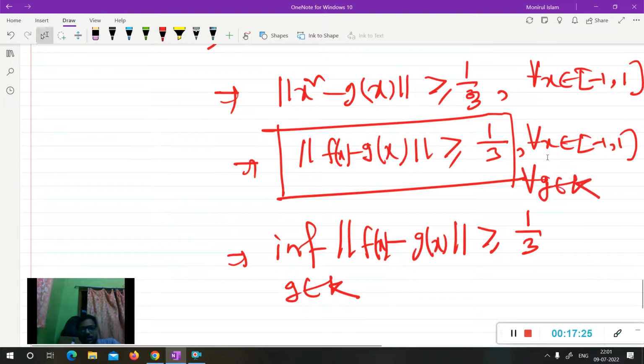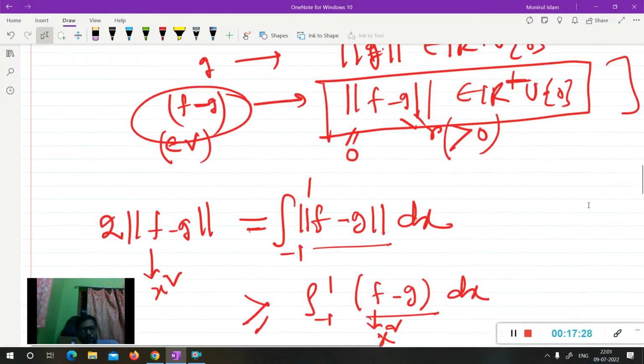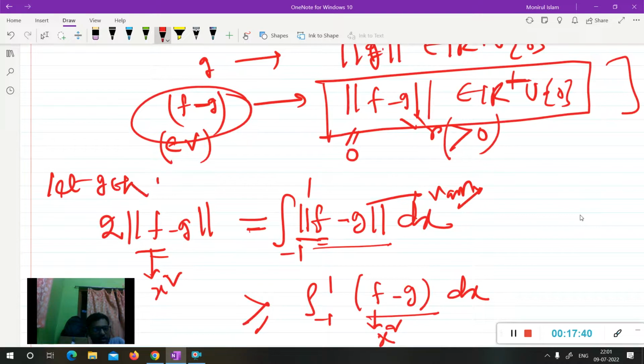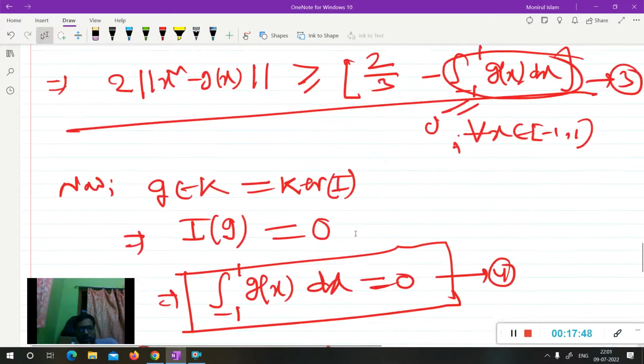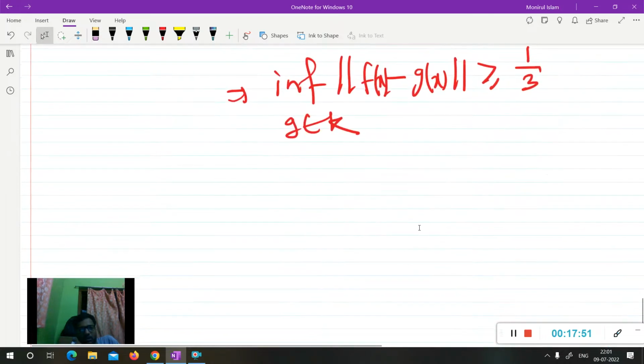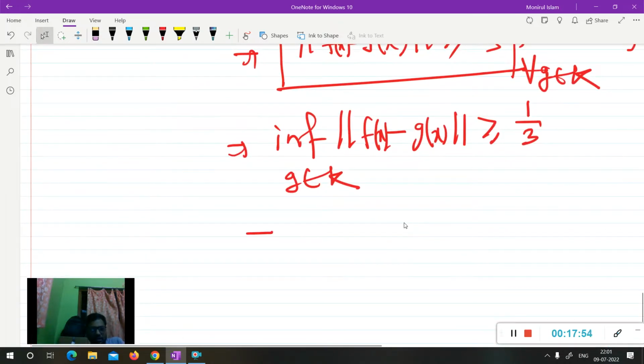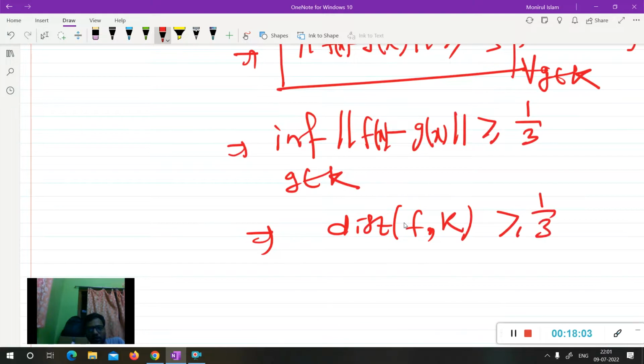Okay, I have taken g from K arbitrary. Because here f is fixed, I have fixed f equal to x², but g can vary. So let g belongs to K be arbitrary. So from here you can tell that the norm of f minus g is greater than 1/3. So the infimum of the norm of f minus g where g belongs to K is, from the definition, the distance from f to K, which will be greater than 1/3. Okay, so it is number 5. So distance between f and K is greater than 1/3.